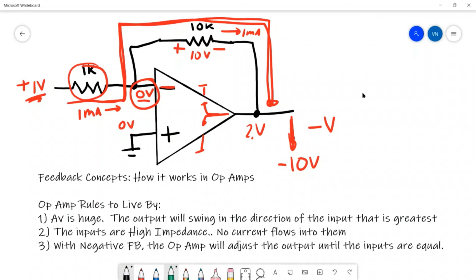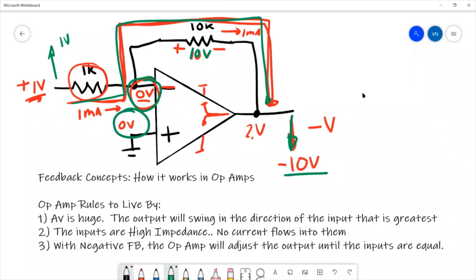So, in summary, the input goes up to 1 volt. Current gets rerouted through the resistor, and it's 1 milliamp of current that results in 10 volts. The output drops down to minus 10 volts, which makes the point in the middle 0, which matches the voltage over here. And when the inputs of the op amp are the same, it won't swing in either direction. You've reached a stable operating point.